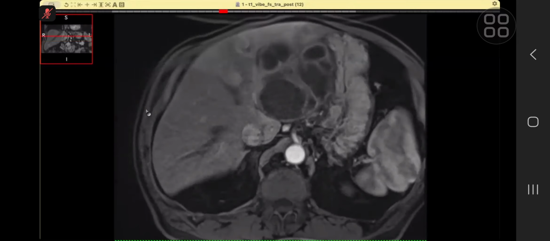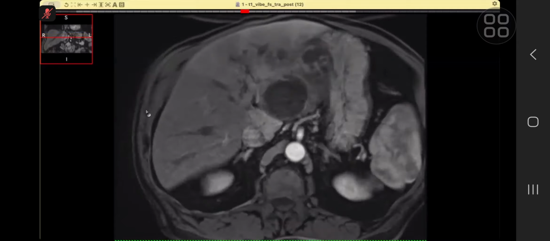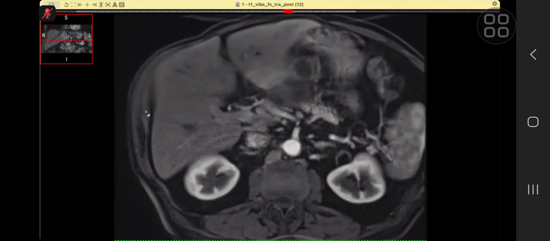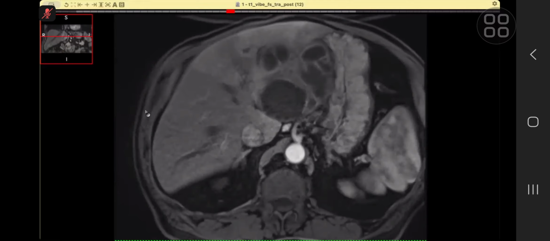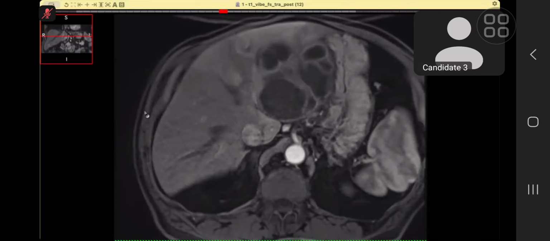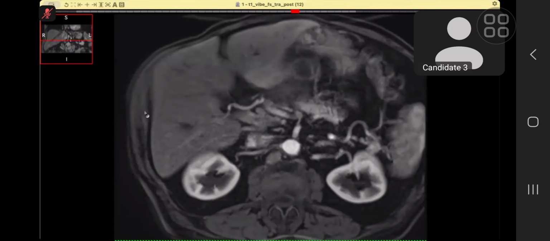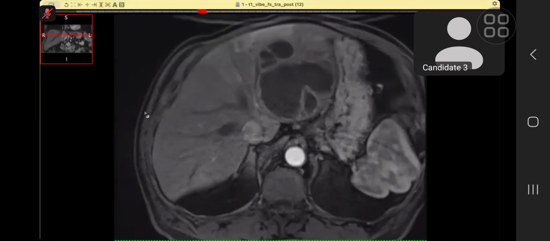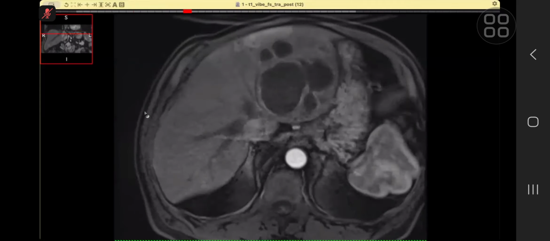There are low density areas with peripheral enhancement also noted within the liver. So this can be a ruptured abscess within the liver parenchyma.